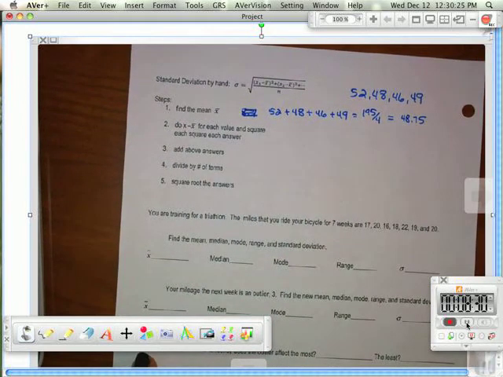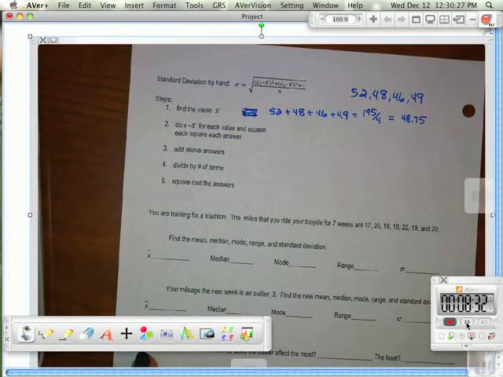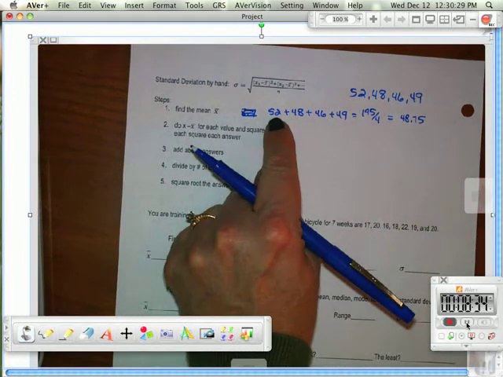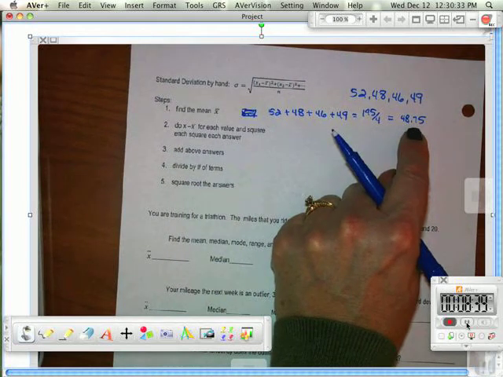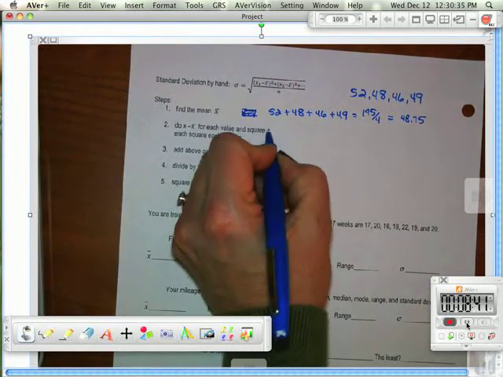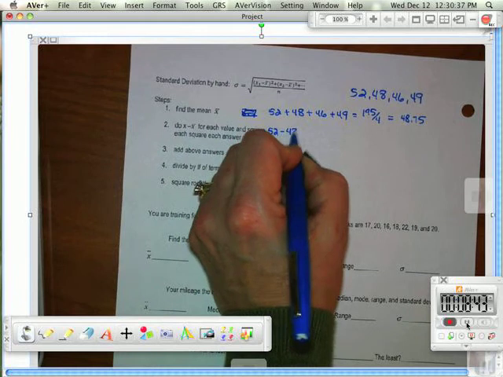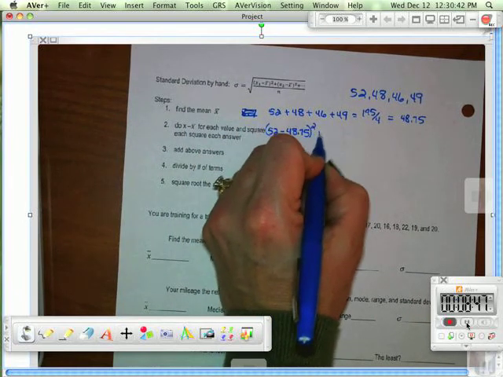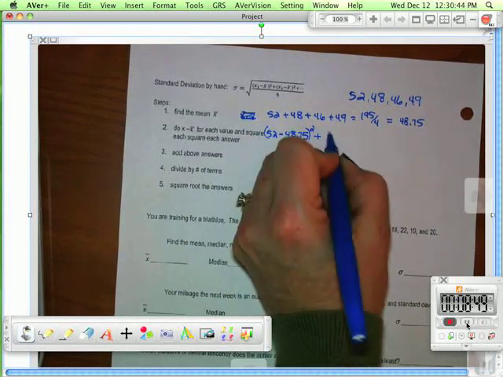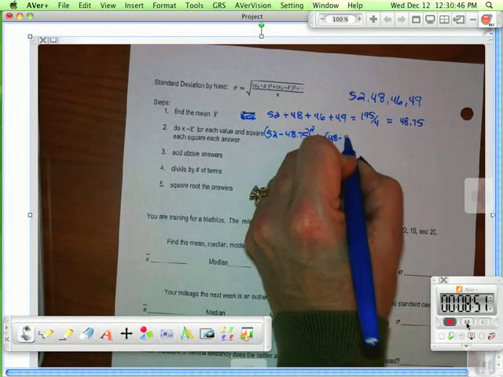Okay, so then for number 2, this says you have to take each piece of data and subtract the average from it. So I'm going to start with 52 minus 48.75, and then I have to square that. I'm going to add to that the second piece of data, 48 minus 48.75 squared.